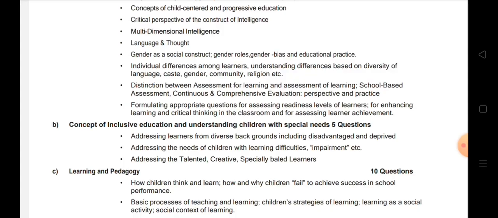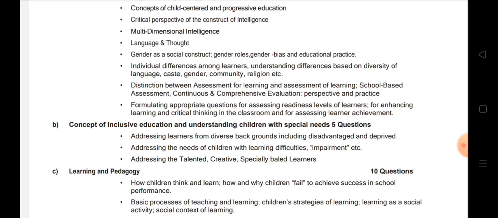Now, distinction between assessment for learning and assessment of learning, school-based assessment, continuous and comprehensive evaluation, perspective and practice. So we have to learn different types of assessment. SBA means school-based assessment, and we have CCE. You need to know the full form of CCE. CCE means continuous and comprehensive evaluation.